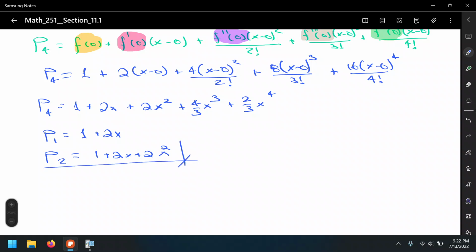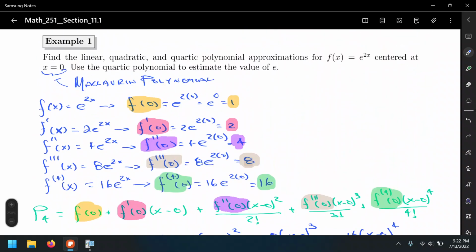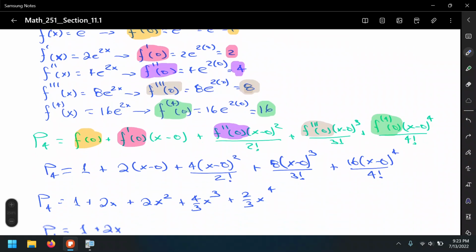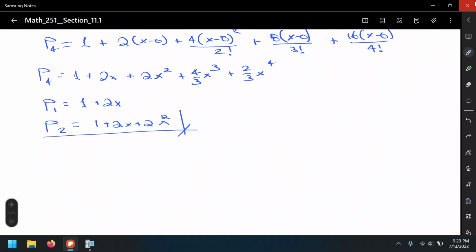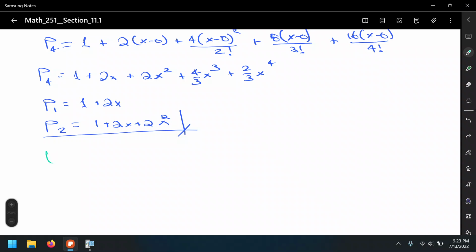All right. Now, part B of the problem. So they're asking us to use this quartic polynomial to estimate the value of e. All right. How are we going to do that? Well, so use P4 to approximate the value of e. All right.